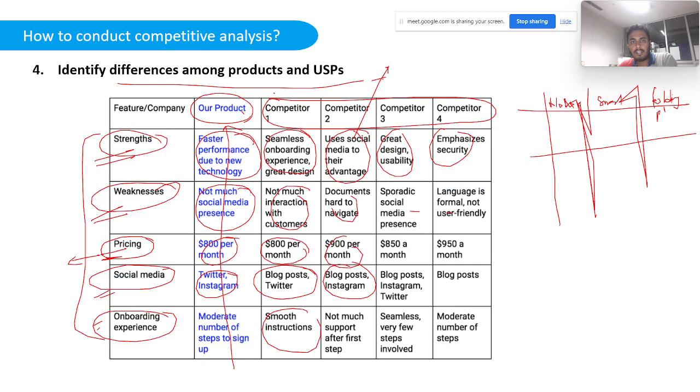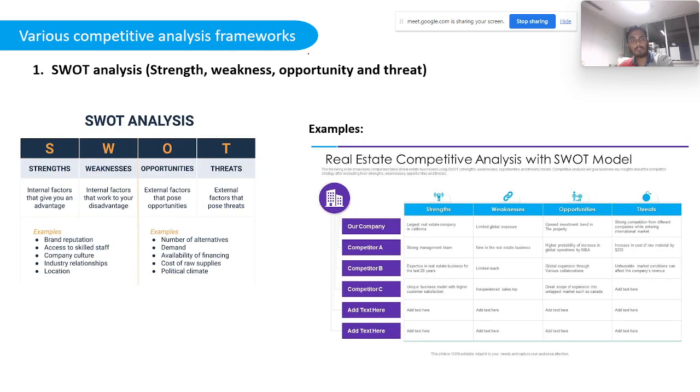Now, this is a generic way of how we conduct competitive analysis. There are also frameworks provided which give those features based on which you can compare the various competitive products or companies. Depending upon your competitive analysis requirement, you have different frameworks for performing competitive analysis. The first one I'll be discussing here is SWOT analysis. SWOT stands for strength, weakness, opportunity, and threat.